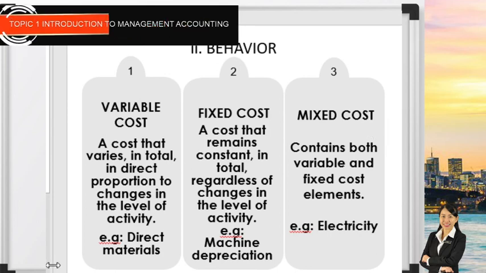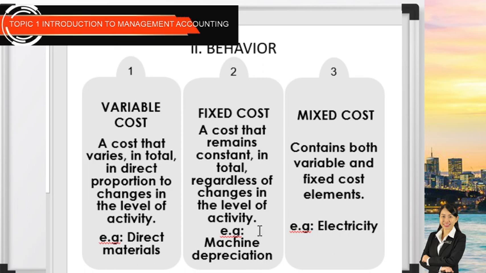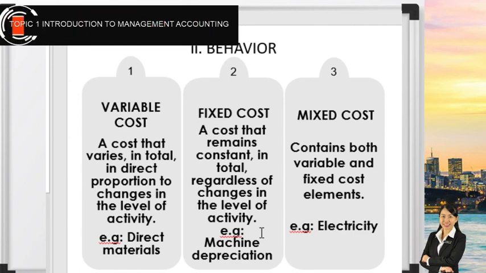I hope after this video, everyone can understand what is meant by cost classification, which is manufacturing cost and non-manufacturing cost. And cost behavior, we have three of it: variable, fixed cost, and mixed cost.